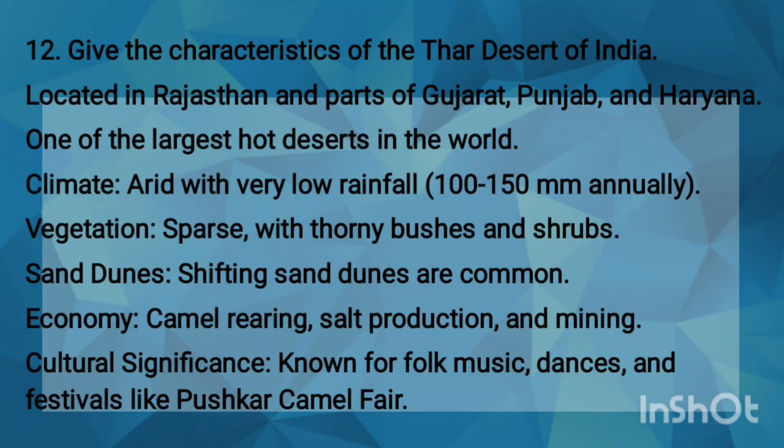Next one, give the characteristics of the Thar Desert of India. It is located in Rajasthan and parts of Gujarat, Punjab and Haryana, and is one of the largest hot deserts in the world. About the climate: arid with very low rainfall, that is 100 to 150 mm annually. About the vegetation: sparse, with thorny bushes and shrubs. Sand dunes or shifting sand dunes are common. The economy is based on camel rearing, salt production and mining. Culturally, it is known for folk music, dance and festivals like the Pushkar Camel Fair.